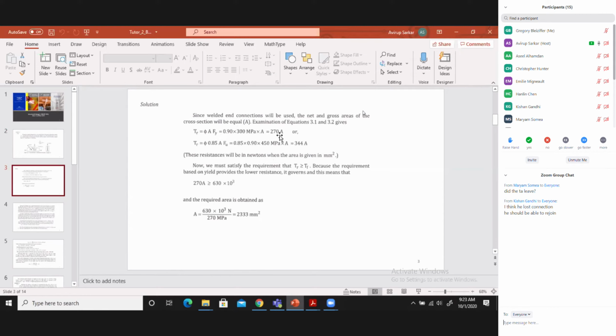Because if we compare the least of the two areas to the capacity and make an estimate of the capacity using that area, then the other capacity will obviously be more than the factored load. So we will be on the safer side.